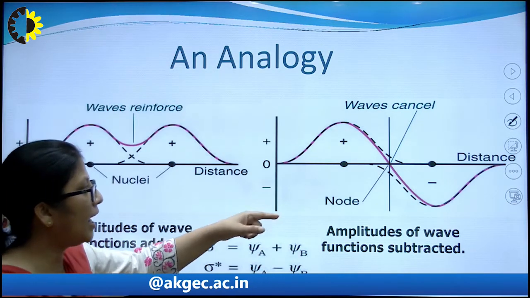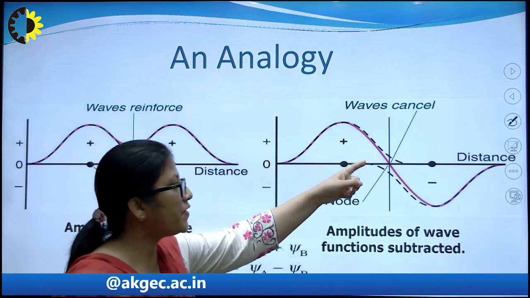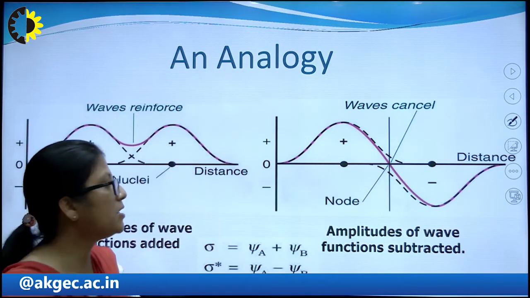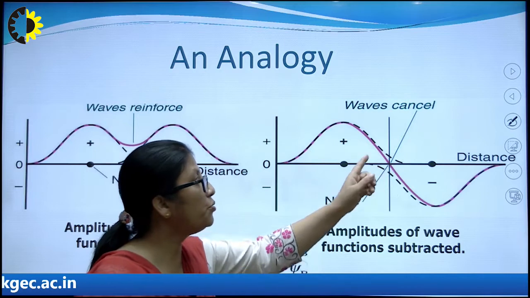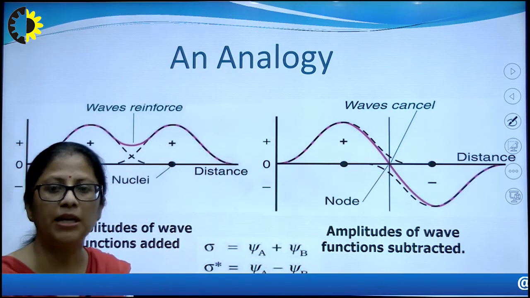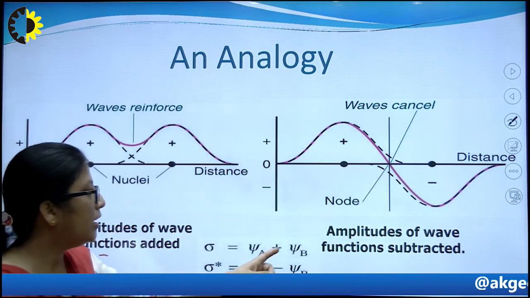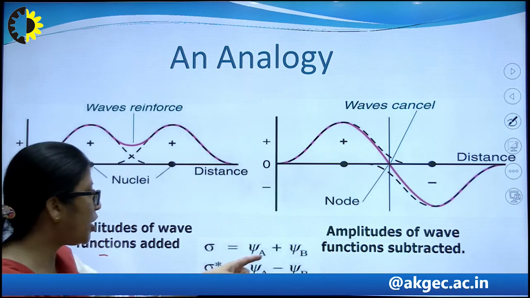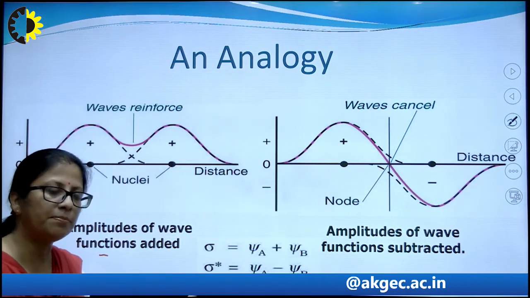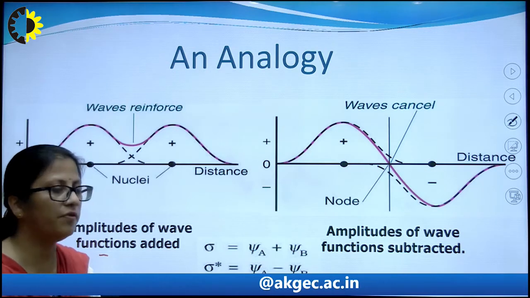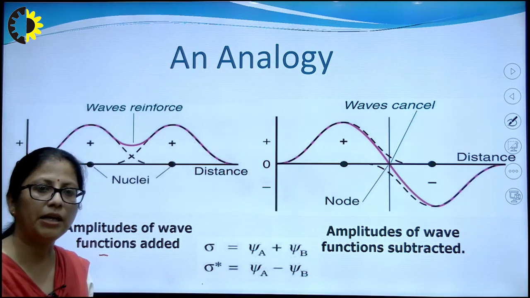In the second case, this is the wave function of psi A, but psi B is negative in nature. As a result, on the combination of these two, the waves are going to cancel each other and a node is formed at the center. Now, here the amplitudes of the wave functions are getting subtracted, which results in the formation of sigma star, which is nothing but the wave function of psi A minus the wave function of psi B.